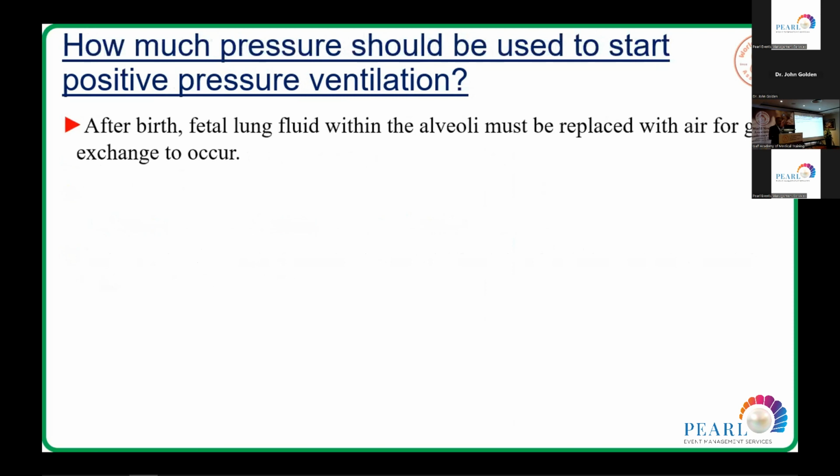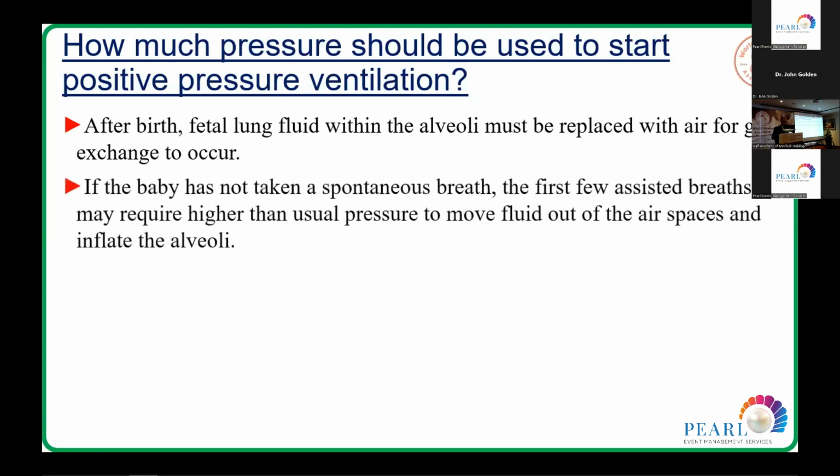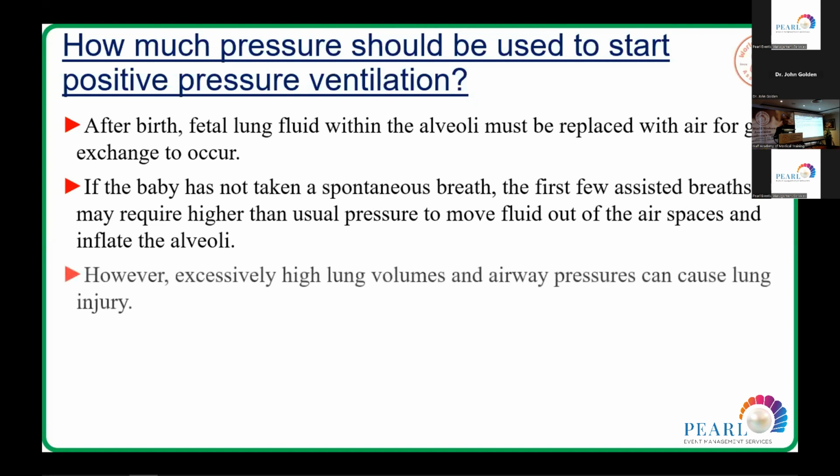After birth, how much pressure should be used to start PPV? After birth, the fetal lung fluid within the alveoli must be replaced with air for gas exchange to occur. If the baby has not taken a spontaneous breath, the first few assisted breaths may require higher than usual pressure to move fluid out so that air stays and inflates the alveoli.